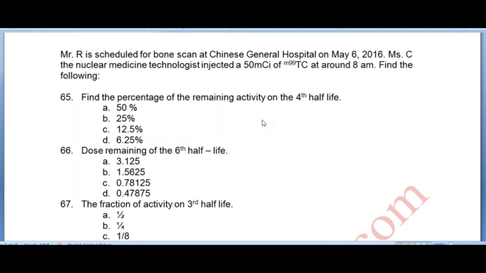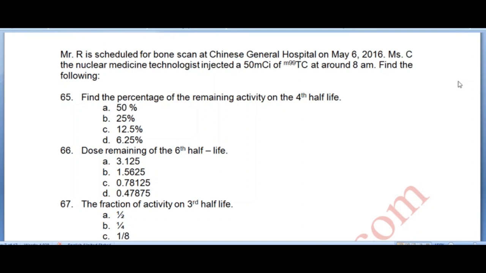Mr. R is scheduled for a bone scan at Chinese General Hospital on May 6, 2016. Ms. C, the nuclear medicine technologist, injected 50 mCi of technetium-99 at around 8 a.m. So we will find the following. Number 65: find the percentage of the remaining activity on the fourth half-life.